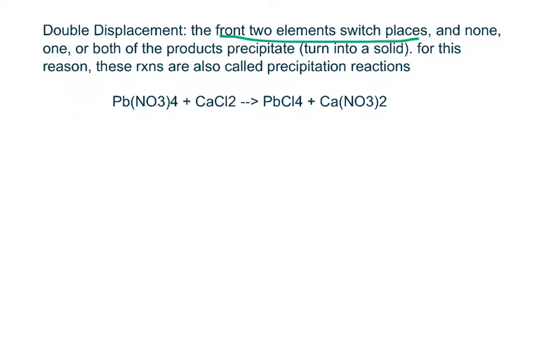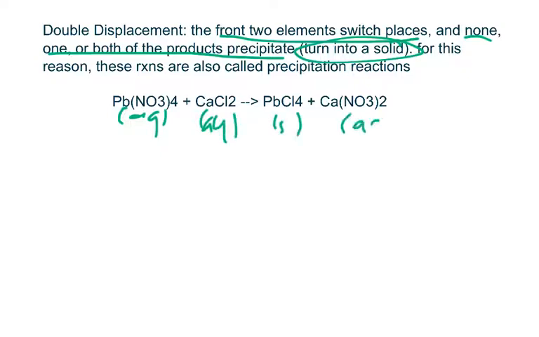So the front two elements switch places, and none, one, or both of these products precipitate or turn into solid. So let me put the states here. This is aqueous, this is aqueous, this is a solid, and this is aqueous.